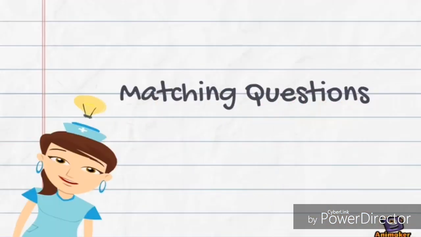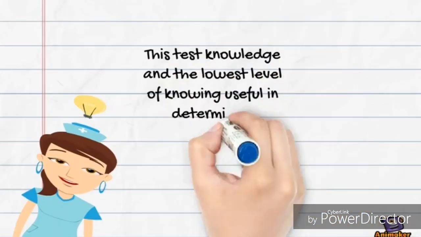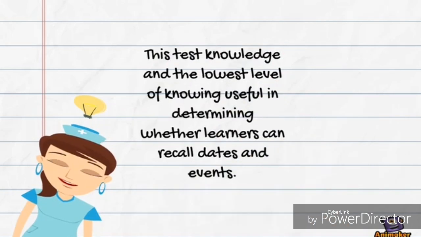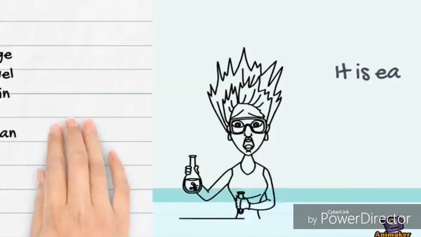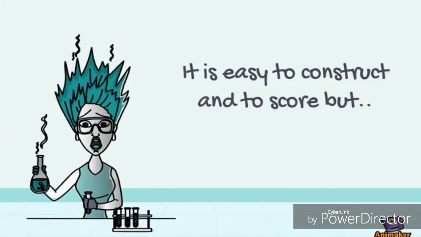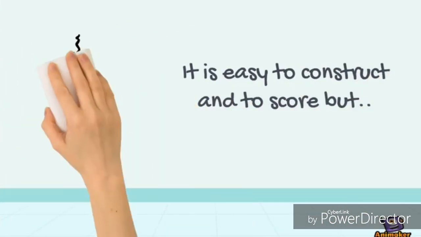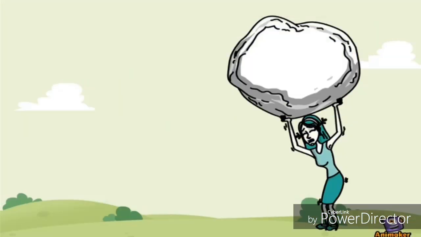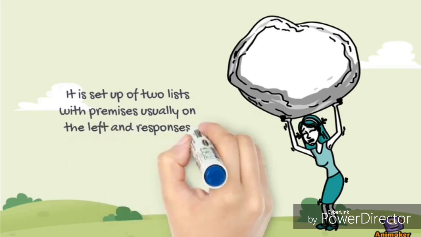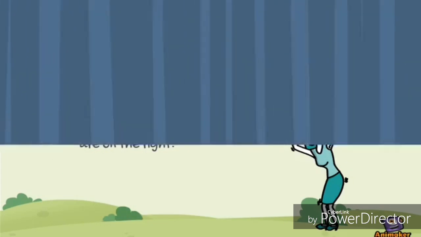Matching questions. It tests knowledge, the lowest level of knowing, useful in determining whether learners can recall memorized relationships between two things such as dates and events. It is easy to construct and to score, but because they test only recall, you must use it sparingly. It is set up as two lists with premises usually on the left and responses on the right.